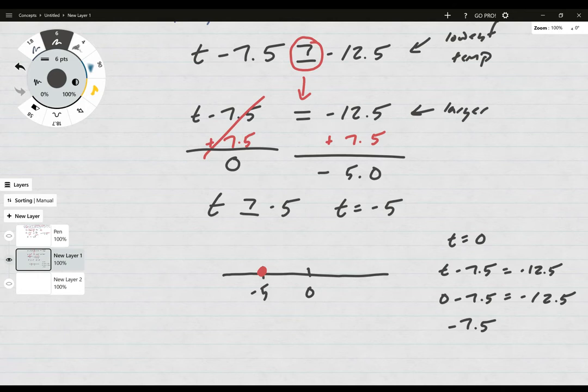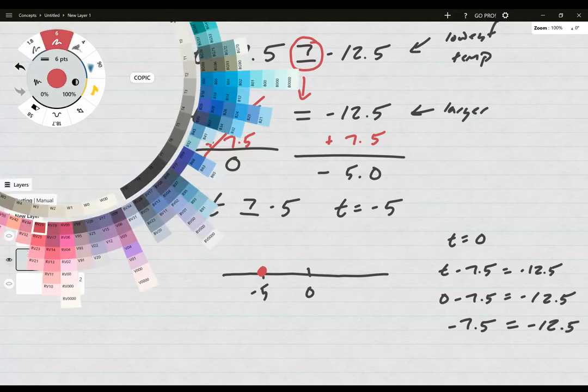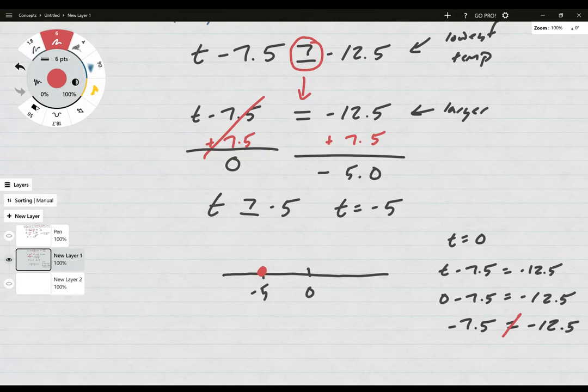If the statement is true, then we know it goes that direction, but if it's false, it goes the opposite direction. So negative 7.5 does not equal negative 12.5. So 0 cannot be a solution. I'm sorry. Let's backtrack.